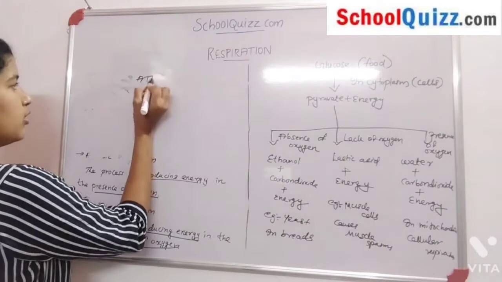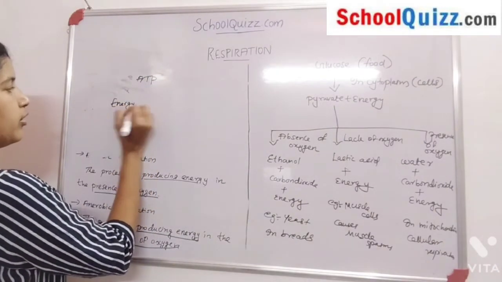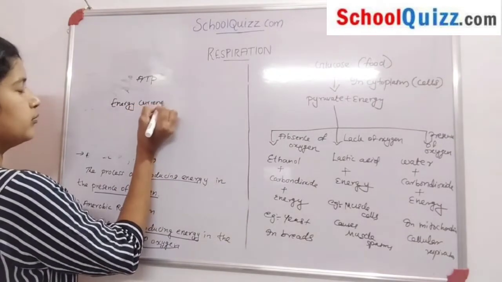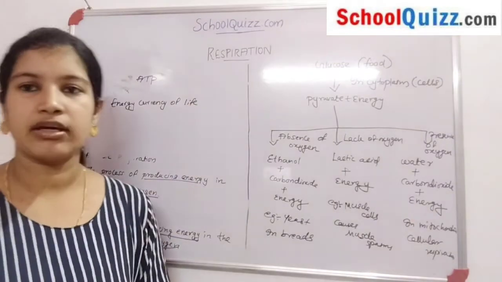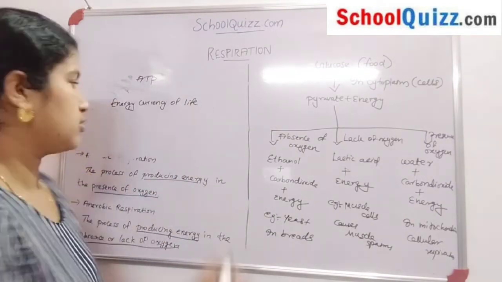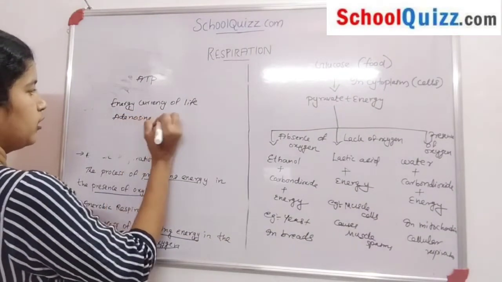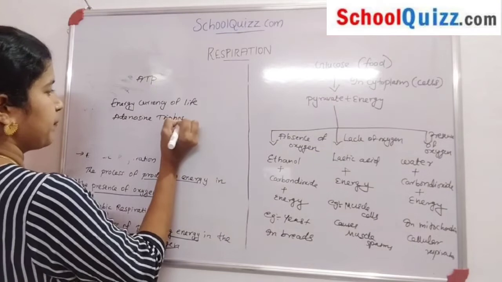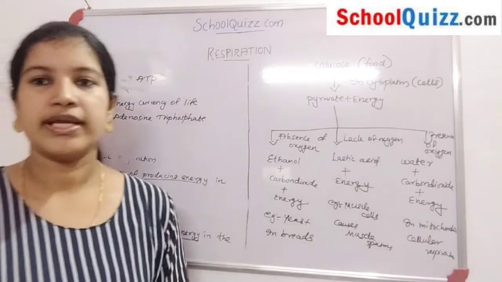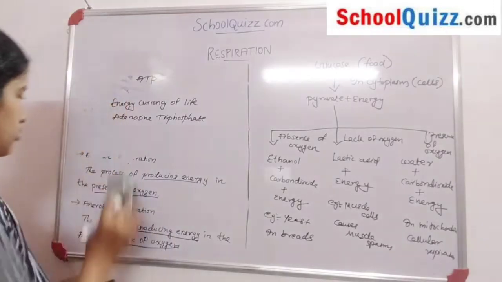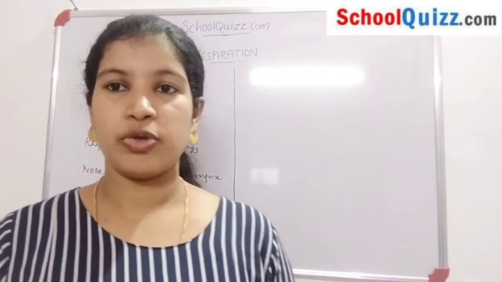ATP is also called the energy currency of life. The full form of ATP is adenosine triphosphate. Then let's move on to the respiration in human beings. Let's see the respiration taking place in human beings.